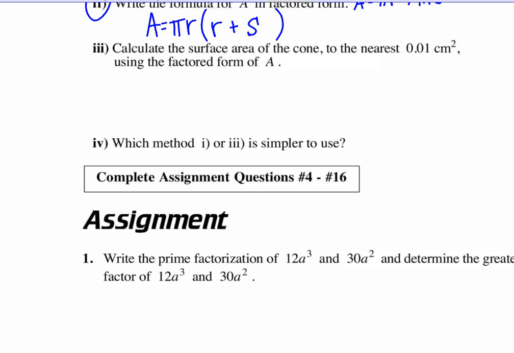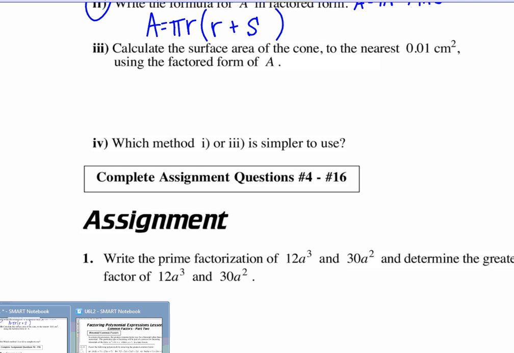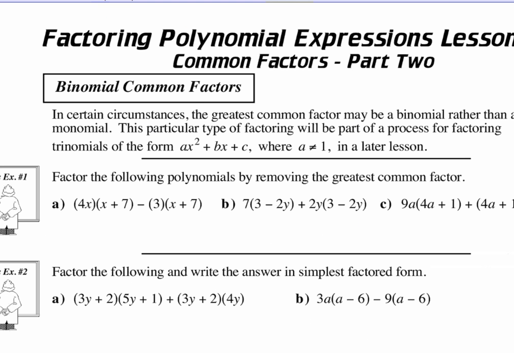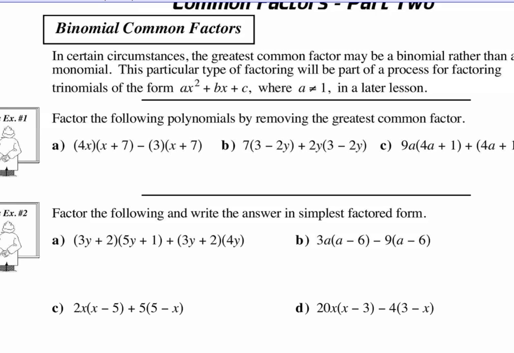Okay. So we actually need to go to lesson 2 now. You feel comfortable with GCF, so let's take it to another level. Your greatest common factor can be a binomial. What? I'll say it again. Your GCF, your greatest common factor, could be a binomial. So let me show you what I mean.